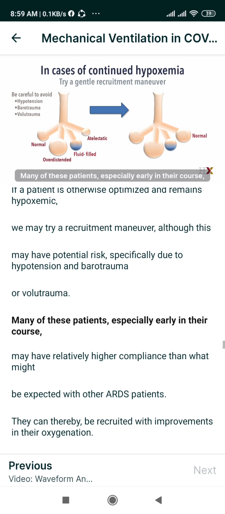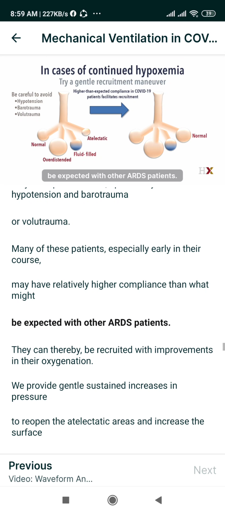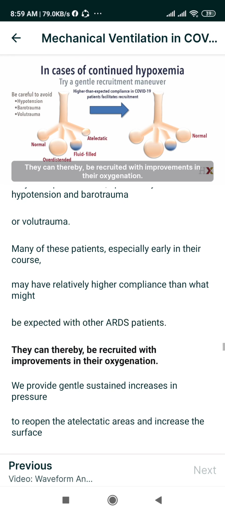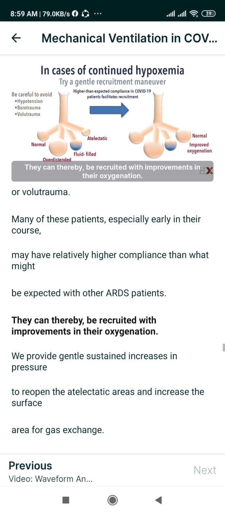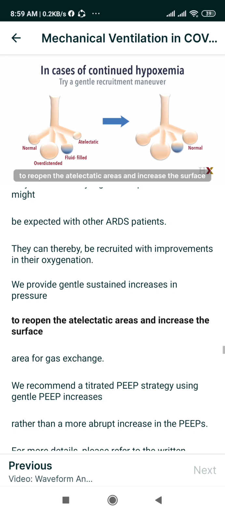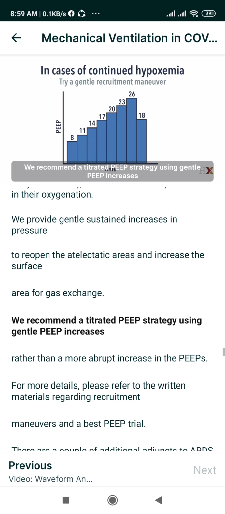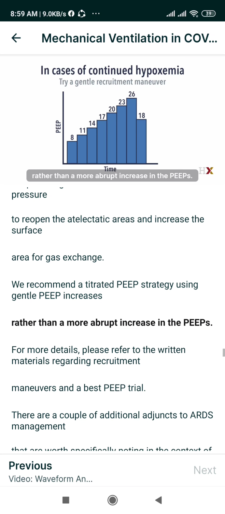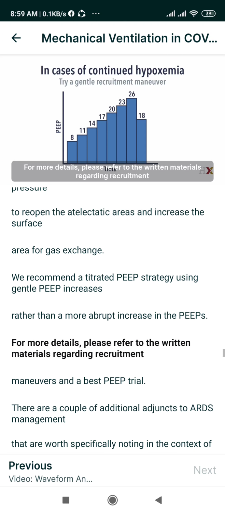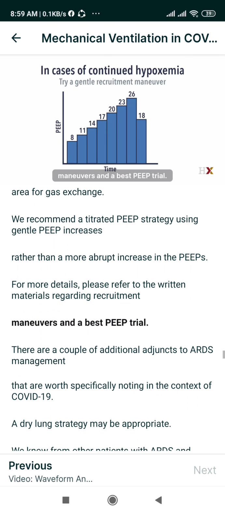Many of these patients, especially early in their course, may have relatively higher compliance than what might be expected with other ARDS patients. They can thereby be recruited with improvements in their oxygenation. We provide gentle, sustained increases in pressure to reopen the atelectatic areas and increase the surface area for gas exchange. We recommend a titrated PEEP strategy using gentle PEEP increases rather than a more abrupt increase in the PEEPs. For more details, please refer to the written materials regarding recruitment maneuvers and a best PEEP trial.